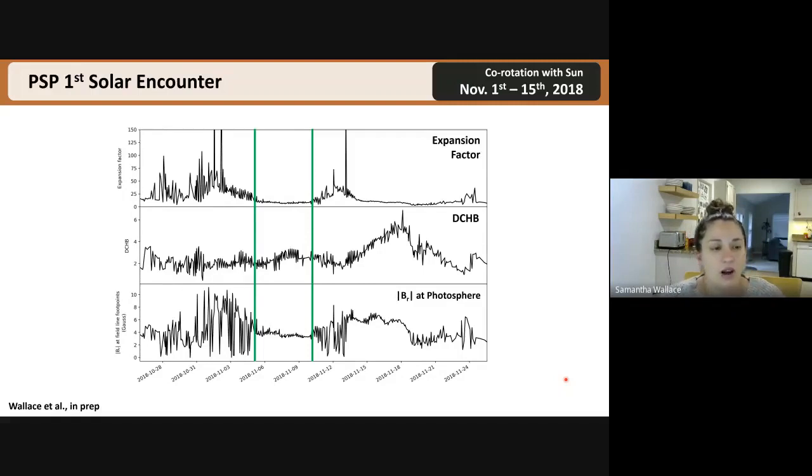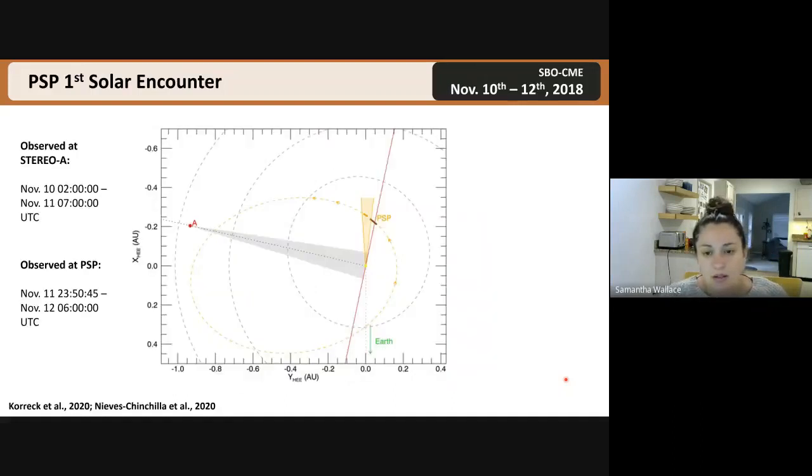Currently, what we're working on is investigating how the solar wind evolved over those 5 days, and also looking at L1 observations from the same coronal hole. And lastly, at the end of this solar encounter, Parker was fortuitously aligned with STEREO-A such that the two spacecraft could observe a coronal mass ejection.